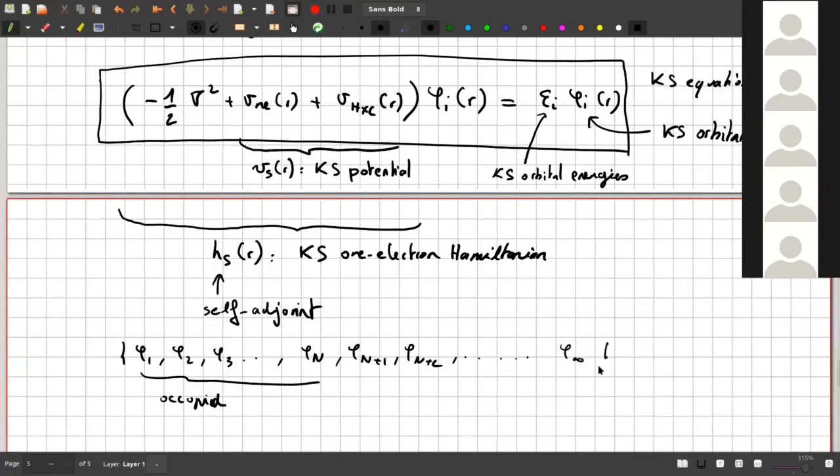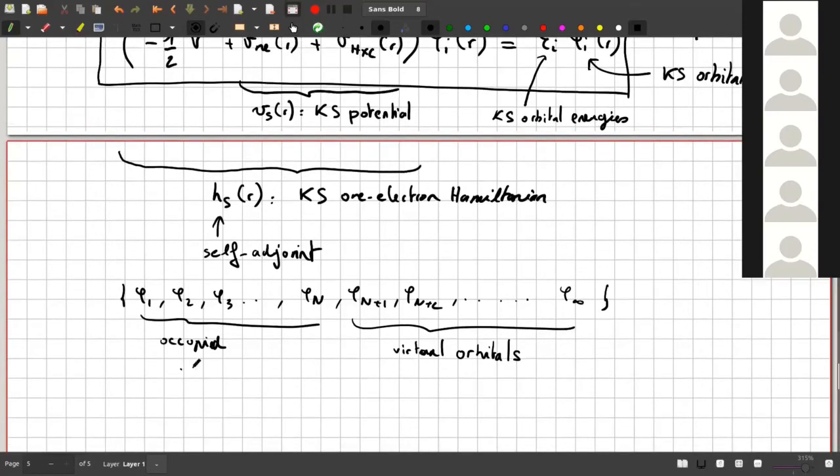So let's put it like this. And all the rest define the virtual Kohn-Sham orbitals. And the two together form a complete orthonormal basis, or at least if you have some degeneracy, you can always find an orthonormal basis out of this space, of the Sobolev space, if you want to be precise. And so that's why we didn't have to impose from the start the orthogonality condition. We can always find such an orthonormal basis.